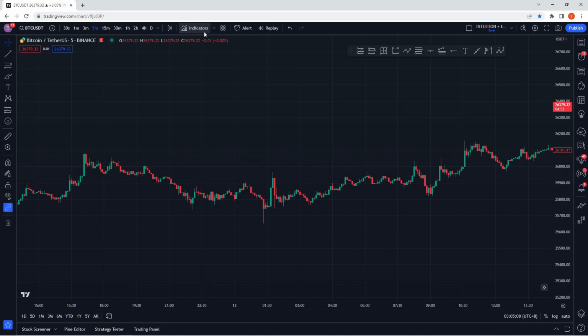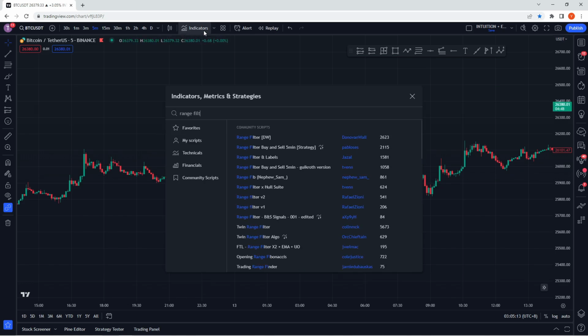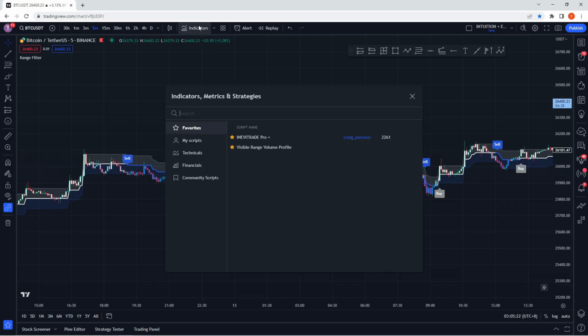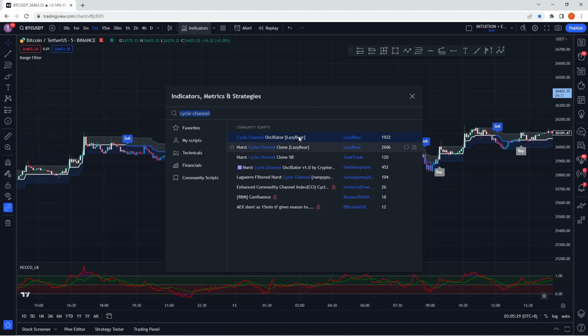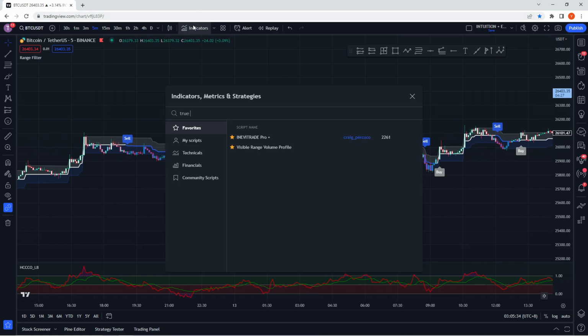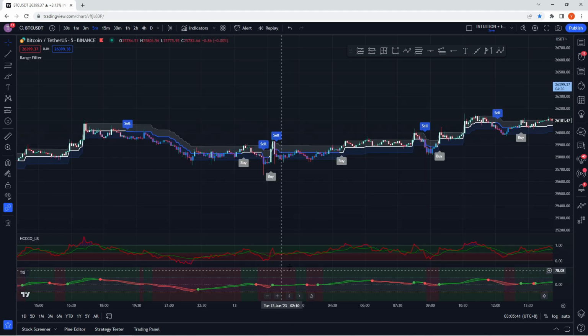Firstly, we'll be using three main indicators. The first will be the range filter, buy and sell, and you want to use the second one by Gilcroft version. Next, you want your cycle channel indicator. Click the first one by Lazy Bear, it's an oscillator. Your last indicator will be the True Strength Index, TSI by Everget. Click on that and you have your three indicators.